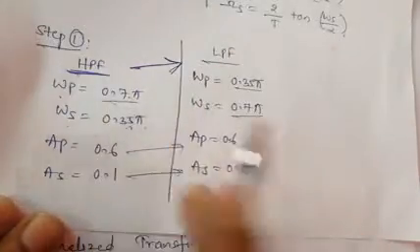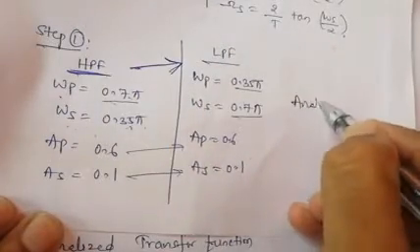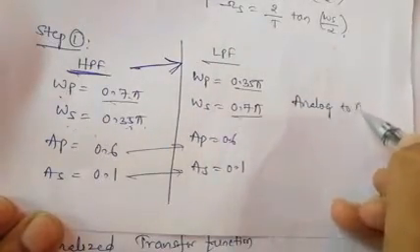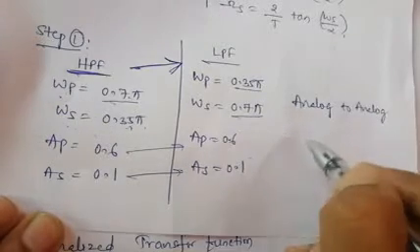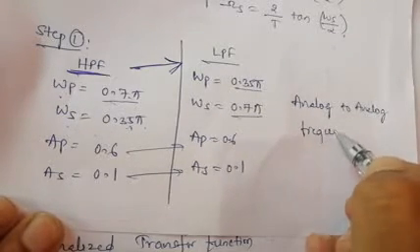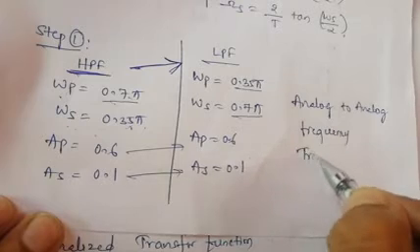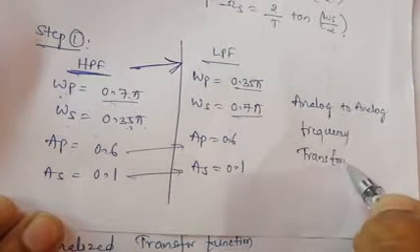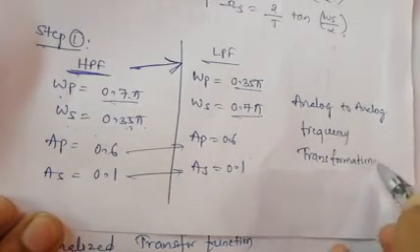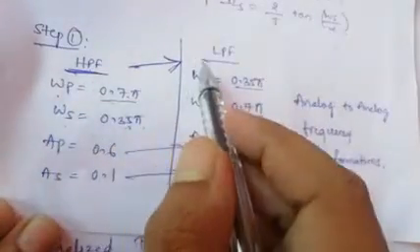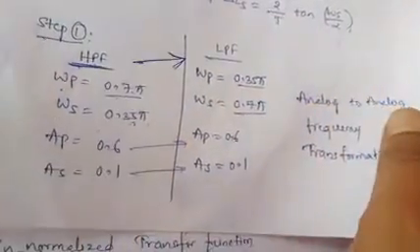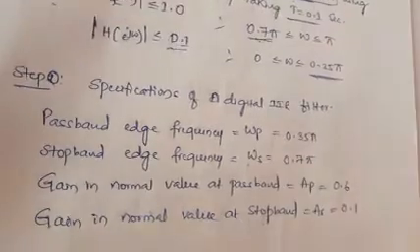This concept is called analog to analog frequency transformation. With the help of the frequency transformation technique, the frequency components of the high pass filter are transformed to low pass filter. Then the remaining part is the same.